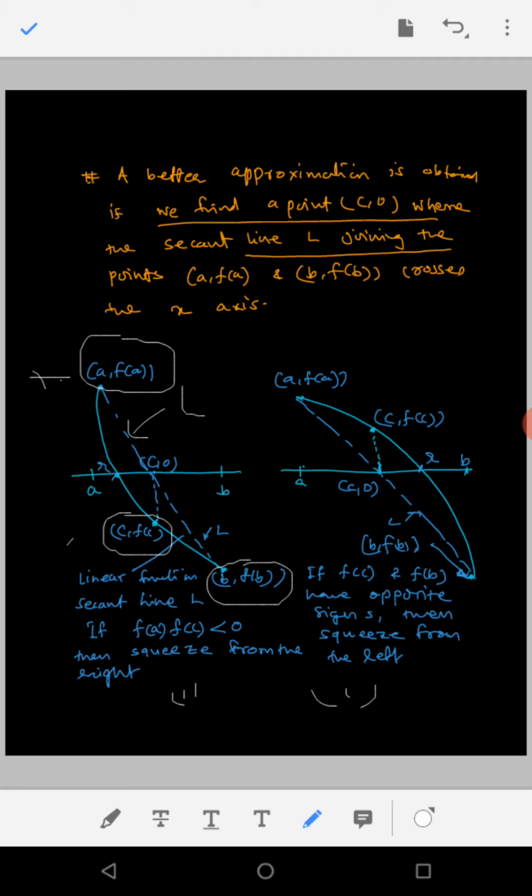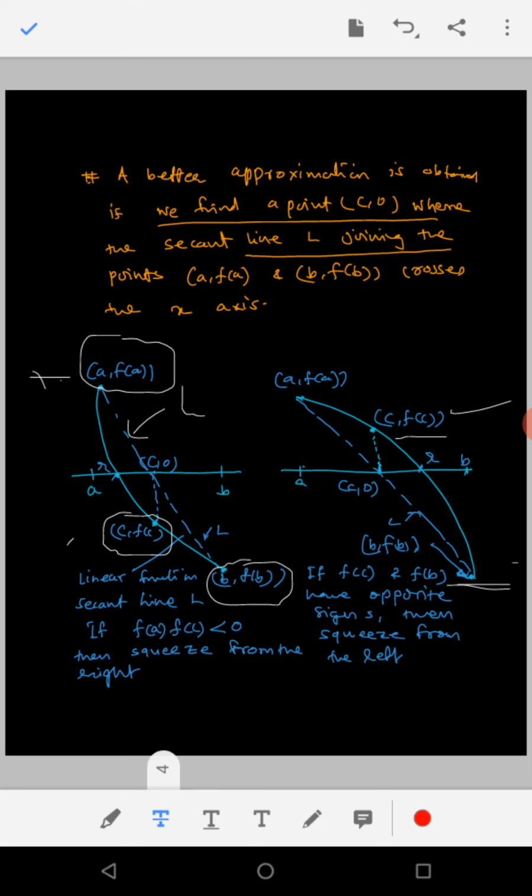From the right we can squeeze the interval. So we will see in our next slide how this is going to happen. Now in the second case, if fc and fb have opposite sign, you can see here fc and fb, both have opposite sign, then we have to squeeze the interval from the left.